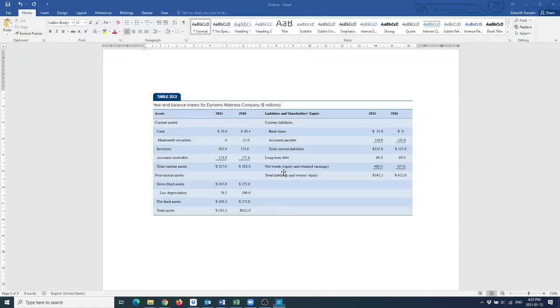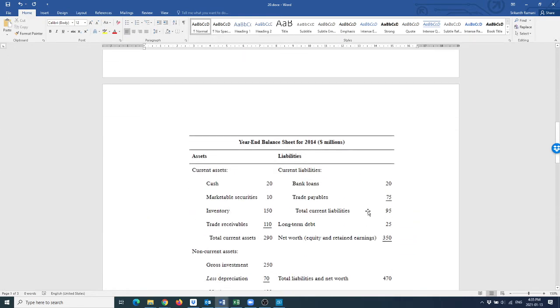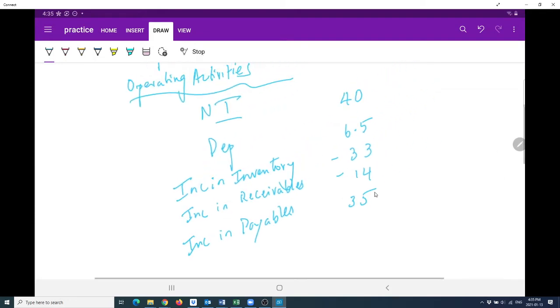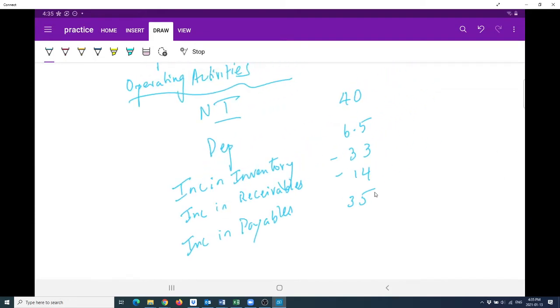The last thing you can think about is the increase in payables. The accounts payable in 2015 is 110, and trades payable was 75. So 75 to 110 is a difference of $35. Remember that when you increase your payables, you are in a sense delaying your payments, and that increases your cash balance. So these are your net operating activities.